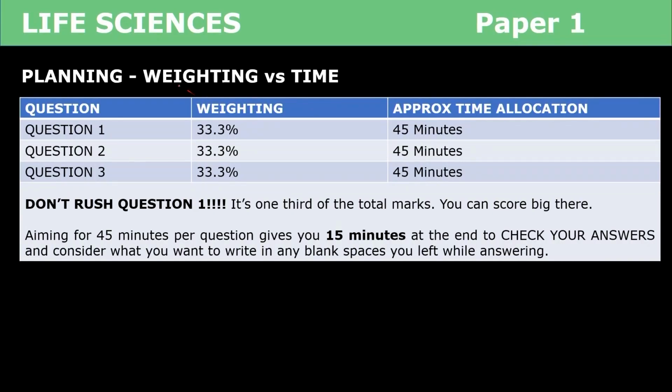Okay, so planning and weighting versus time. Question 1 weighs 33.3%. That means as you plan, you need to allocate approximately 45 minutes. In the same way, question 2, 33%, in your planning you allocate 45 minutes. Question 3, you allocate 45 minutes because that's also 33%.